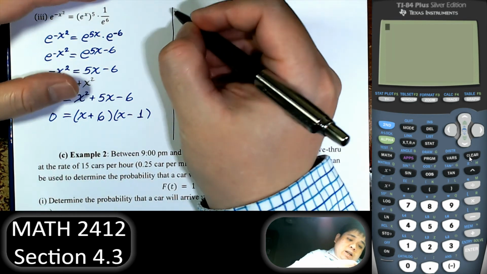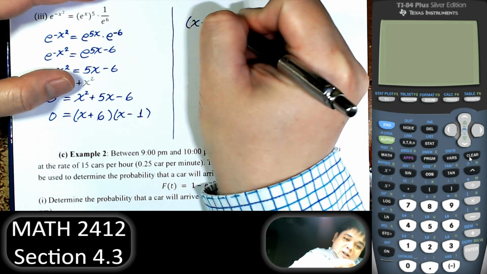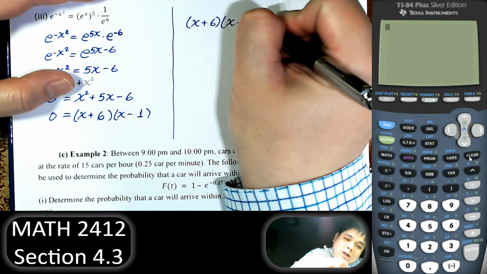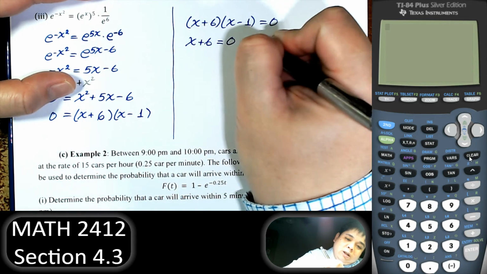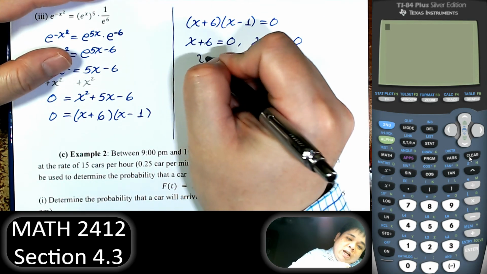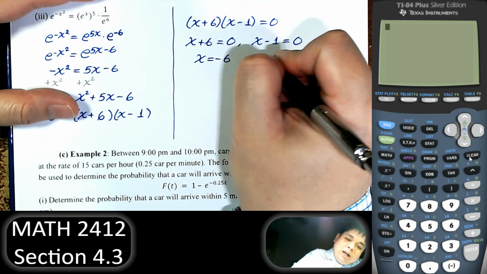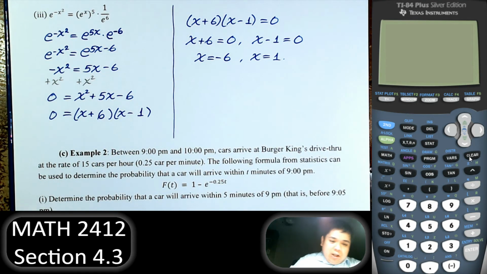Right, here we have x plus 6 times x minus 1 equal to 0. So x plus 6 equal to 0, x minus 1 equal to 0. So x equal to negative 6 and x equal to 1. Right, so that's simple enough.